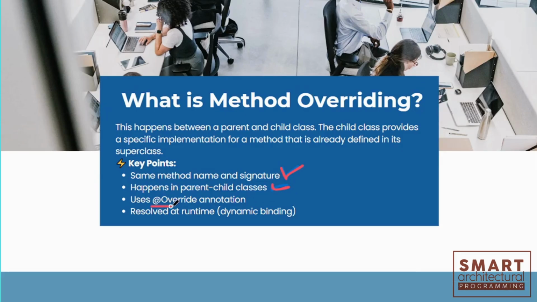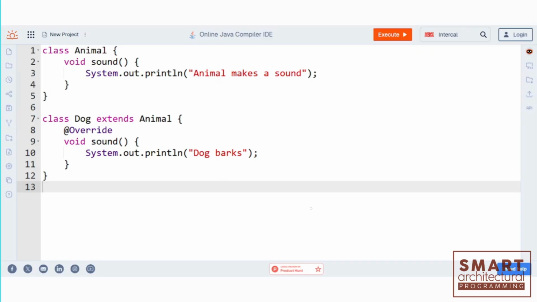So this is basically used when we are trying to override a method in the child class, which is method overriding. This is something that we'll cover in the code that you'll see next. And it's resolved at runtime, which is dynamic binding, which we might cover in the next slide as well. So let's look at the code base here.